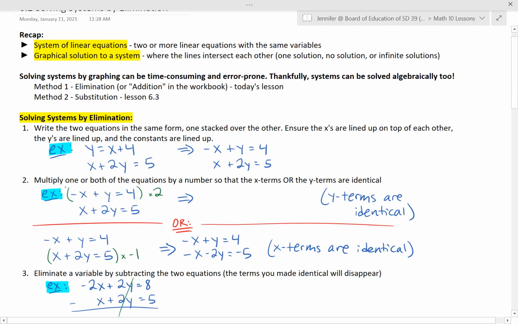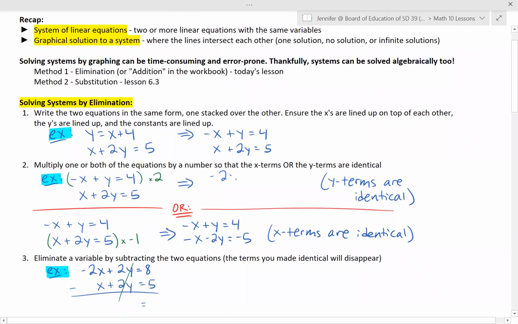The second step is we're going to multiply one or both of the equations by a number so that either the x terms are identical or the y terms are identical. So given these two, if I multiply the first equation by 2 and multiply everything in there by 2, I would get negative 2x plus 2y equals 8. And then this would mean that my y terms are now identical for these two lines. So this is still the same line that we had originally, we just multiplied everything by 2. So now the y terms are identical.